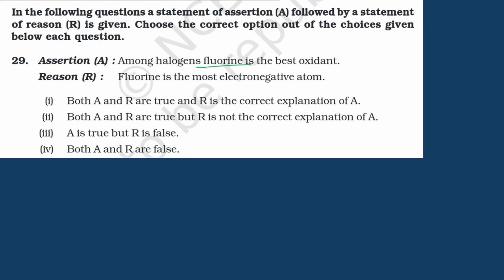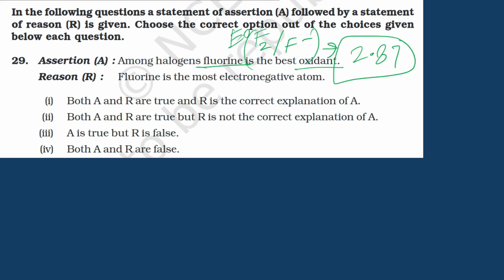Among halogens, fluorine is the best oxidant. The best, absolute best. How do we know this? 2.87, right? It really likes being reduced. F2 to F minus, E naught value of F2 to F minus is this. We just saw this on the NCERT book. If you've checked out the earlier questions. If you haven't, open up NCERT, you need to see this. Fluorine is the most electronegative atom.